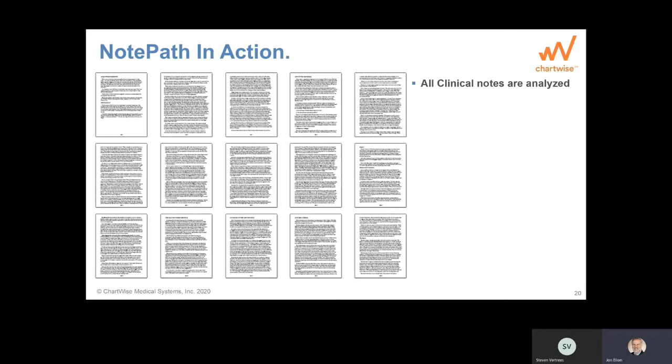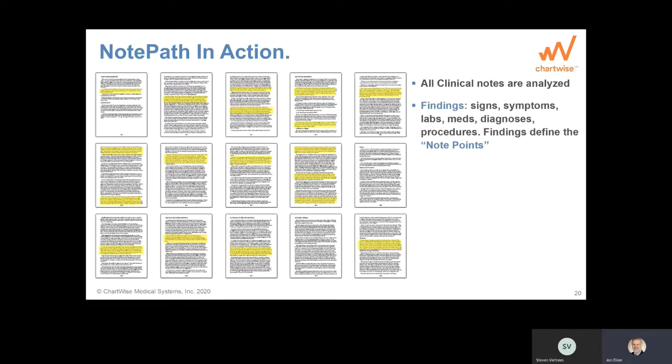All of the clinical notes from a patient encounter and admission are analyzed, and all of the interesting findings are identified. We call those findings in a note point. It is just what it sounds like. It's a point or a spot in the note that has that information. It's got text associated with it, and it's got a coded designation that goes with it.